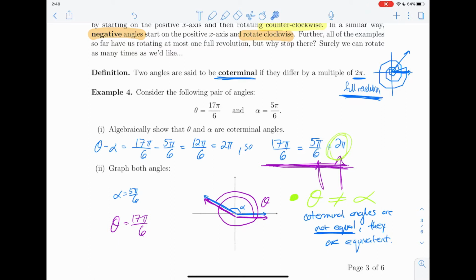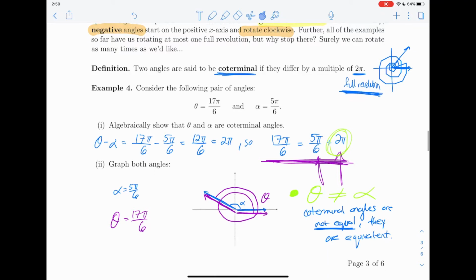It's very important when you talk about coterminal angles to say what you mean and mean what you say, and in particular, don't make statements like, these two coterminal angles are equal, because that's not mathematically true. So let's take a look at an example that illustrates this a little more clearly.